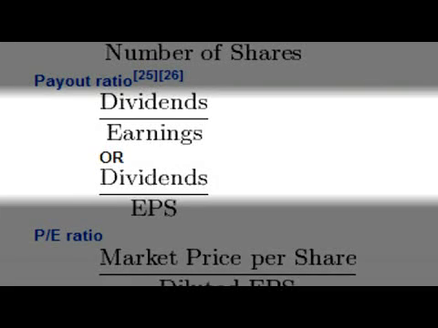The second ratio is the dividend yield. The dividend yield is calculated by taking the annual dividend paid and dividing it by the stock price per share. This helps an investor understand how well the company is paying dividends based on the investment that they put into the company.